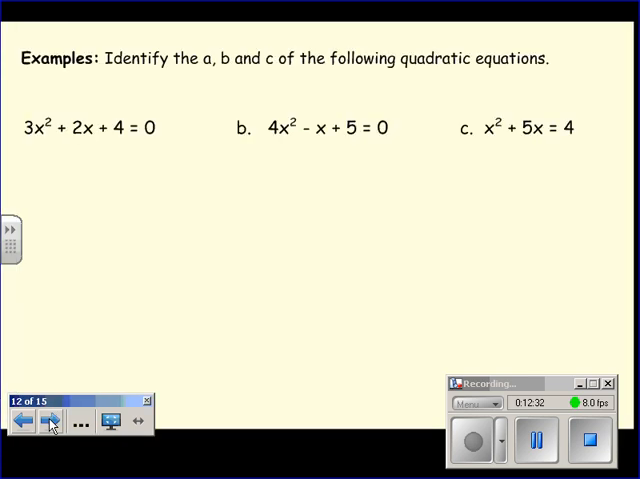What we're going to do right now is we're going to start practicing identifying your A, B, and C, and then start working with the discriminant and see if we can determine the number of solutions an equation will have. So here we have three quadratic equations, and we need to identify the A, the B, and the C.